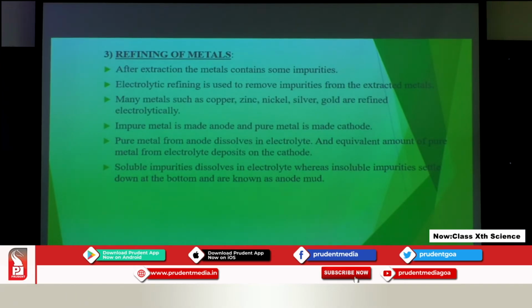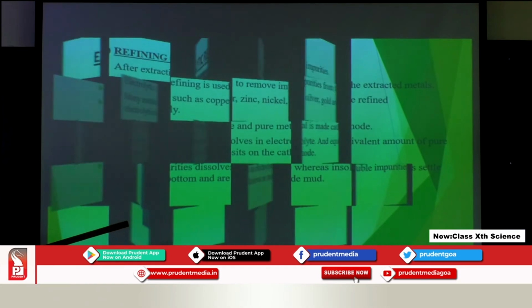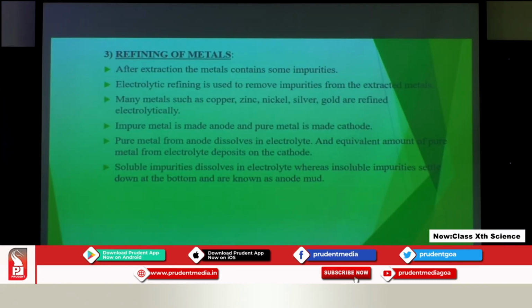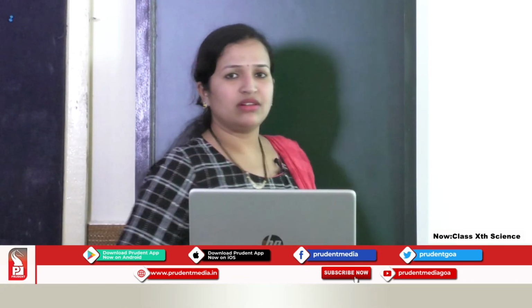Then the soluble impurities: we said it is impure copper, meaning there were impurities. The impurities which were soluble in copper sulphate dissolved in it, but the other impurities which were not soluble in the solution remained at the bottom. They settled at the bottom of the anode and were called anode mud. So, the impurities settling at the bottom of the anode are known as anode mud.